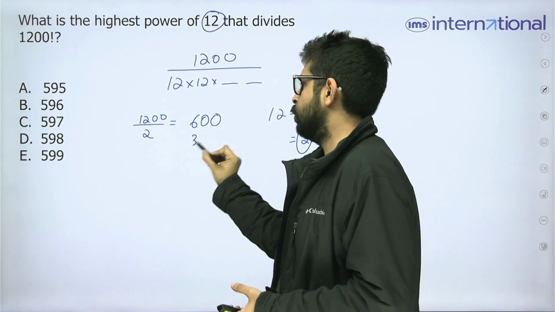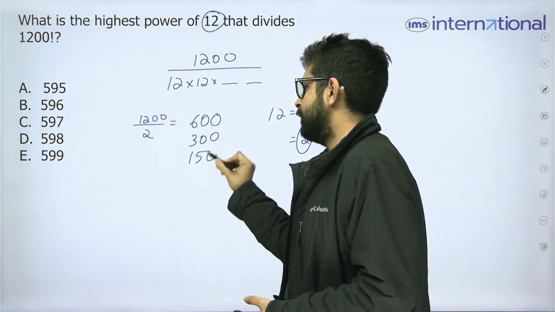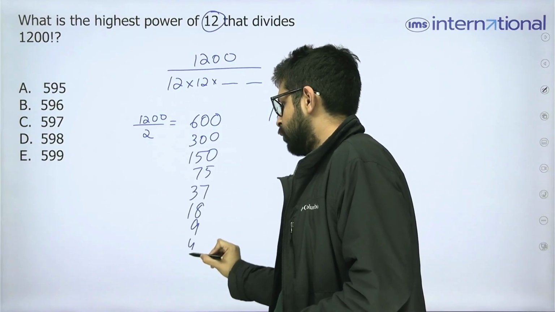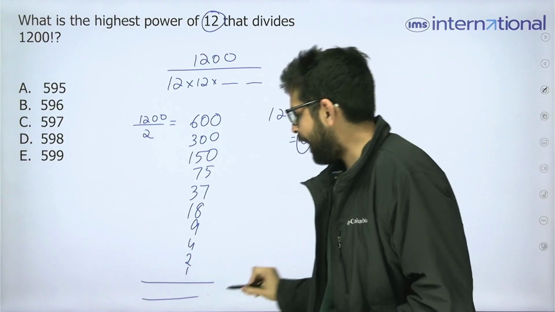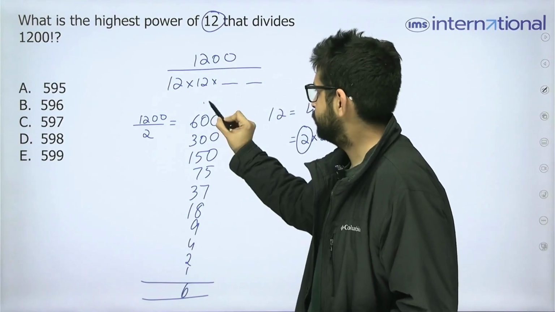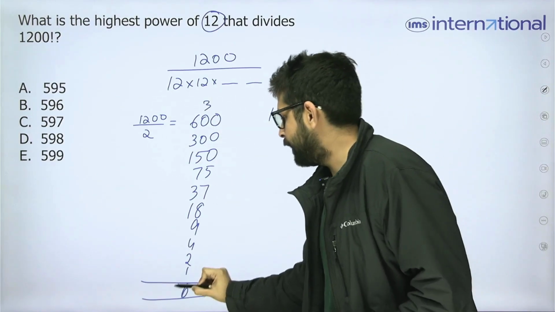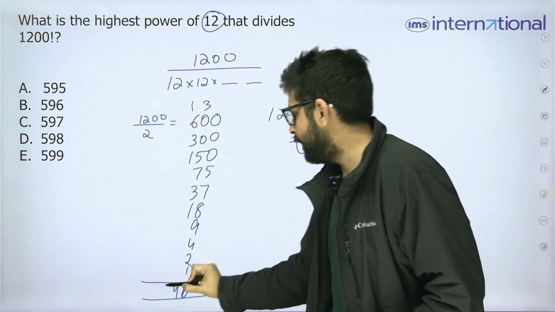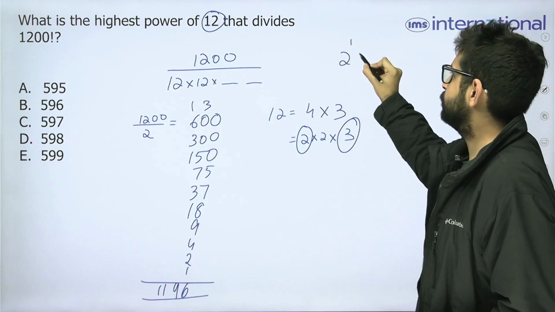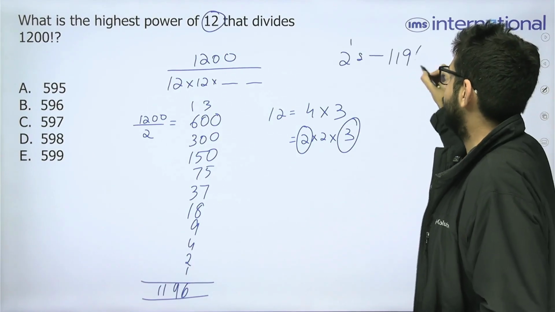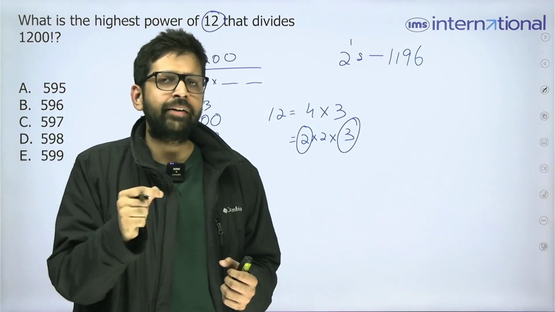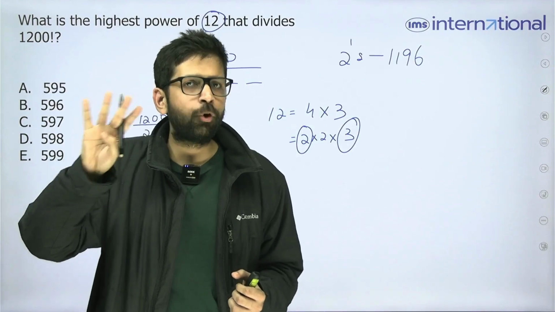So 600 over 2 is 300, then 150, then 75, then 37, then 18, then 9, then 4, then 2, and then 1. If I add all of this, what do I get? 12, 20, 29, 33, 35, 36, 8, 15, 18, 19, 7, 10 and 11. Therefore, I have got a total of 1196 2s.